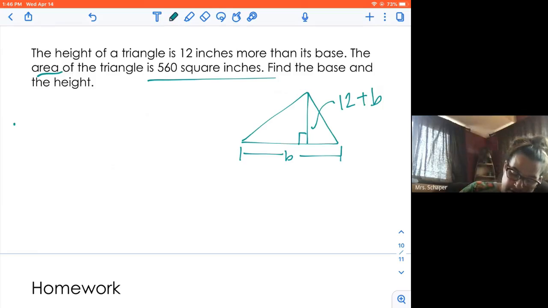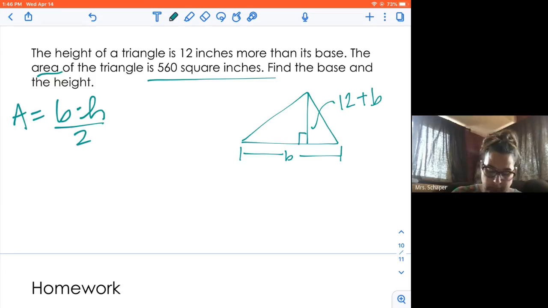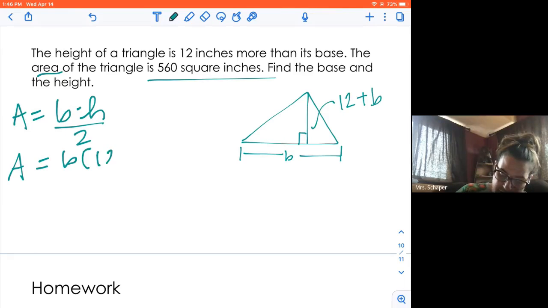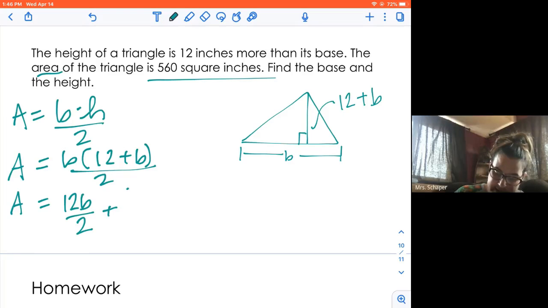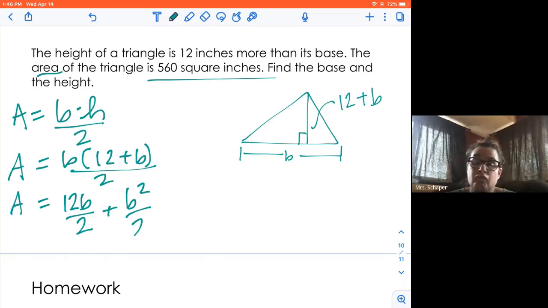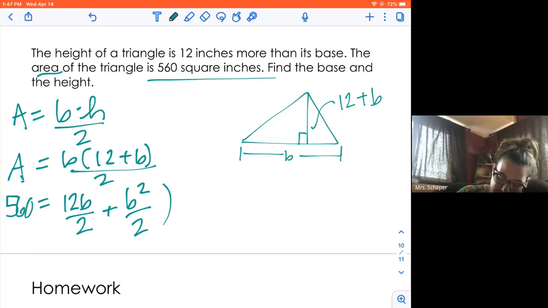I know that the area of the triangle is base times height divided by 2. So the area is equal to B times 12 plus B divided by 2. So the area is equal to 12B divided by 2 plus B squared divided by 2. Okay. So now I have an equation to solve. Quadratic. All right, here we go. Oh, the area is 560. So I'm going to replace that with 560. That'll help me. So I'm going to multiply everything by 2.